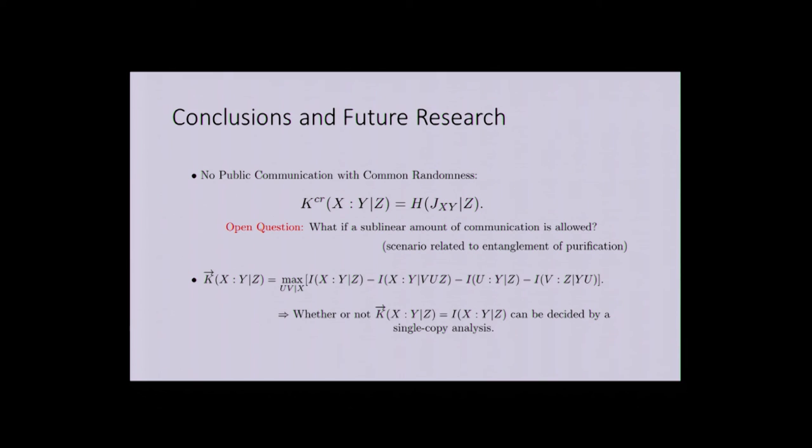And another thing is that we were able to deduce that the question of when the key rate is equal to the conditional mutual information for one-way communication is just done by single copy analysis, right? Everything here is just single copy. Can the same be done for two-way, right? Do we need to actually consider n copies, the structure of those distributions, or is one copy analysis sufficient?